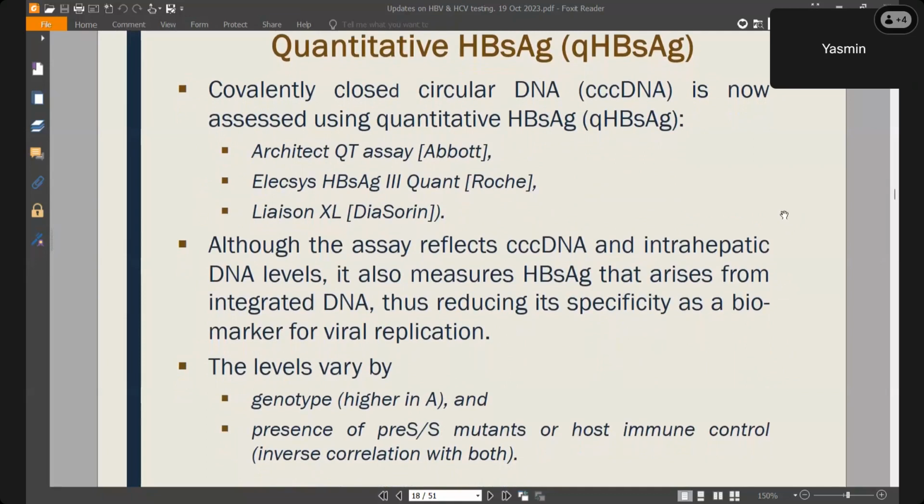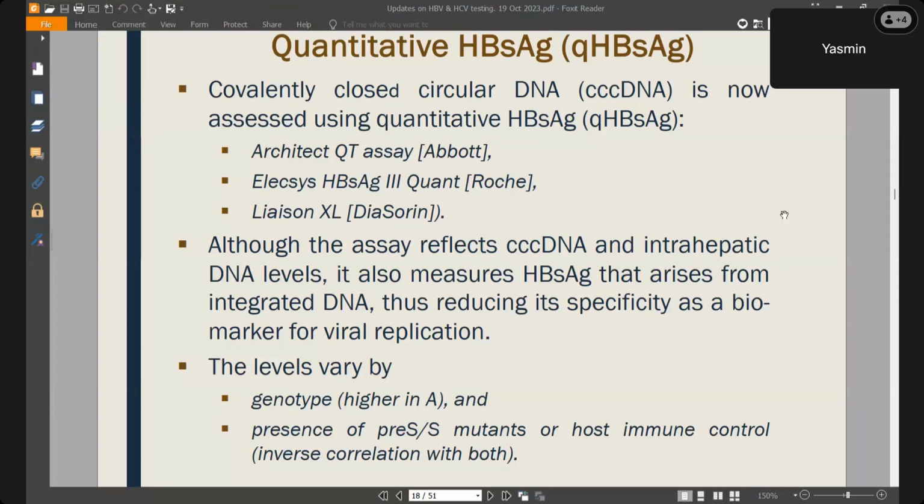What do we have? Our famous quantitative HBsAg, or qHBsAg, which in UMC we've been doing for quite a while now. There are actually 3 companies that provide these test kits. It's an immunoassay, all right? Abbott, Roche, and Diasorin. We've got the Abbott one, all right? Now, that's available. And although this assay actually reflects cccDNA and intrahepatic DNA level, the problem is that it also measures HBsAg that arises from integrated DNA. In other words, in terms of specificity, it loses out, right? So in other words, you cannot use it to determine whether or not there's a huge number, right? Because there's so many extra bits that you're also picking up.